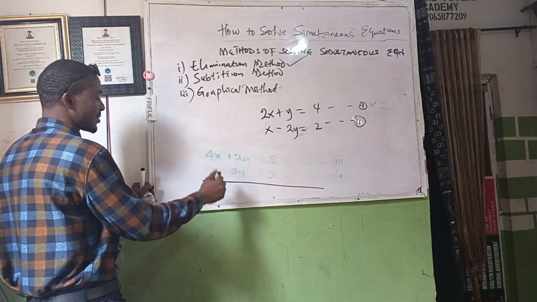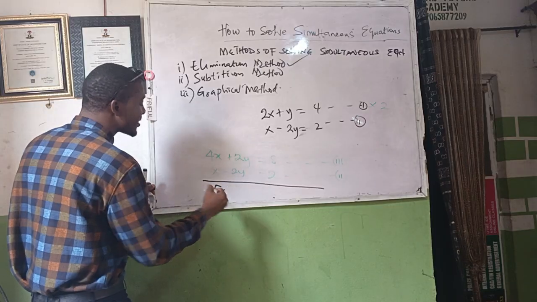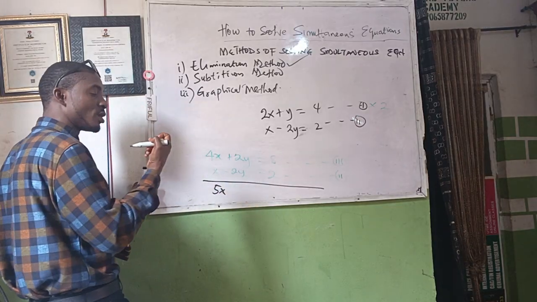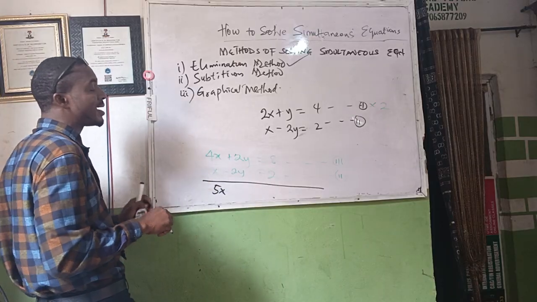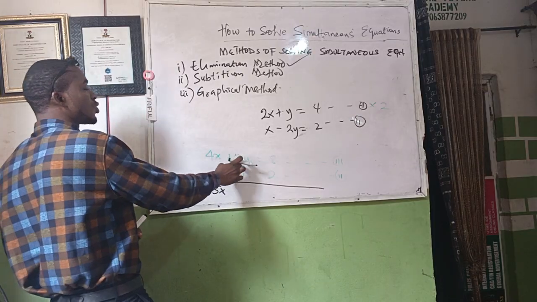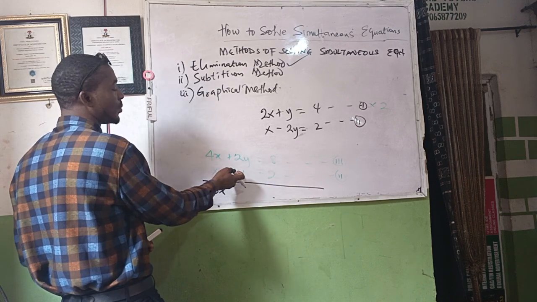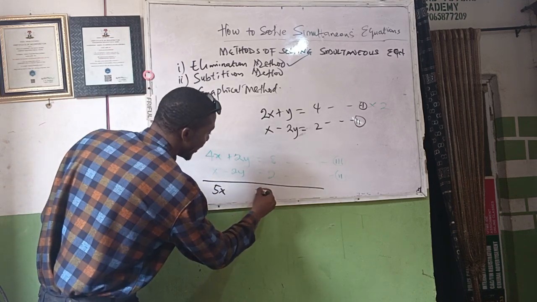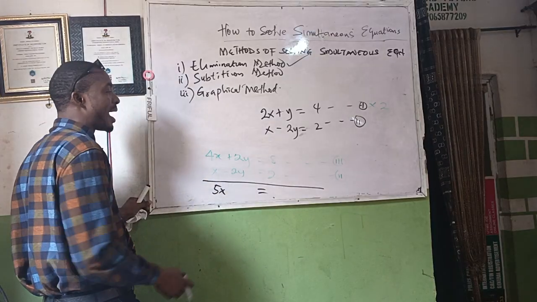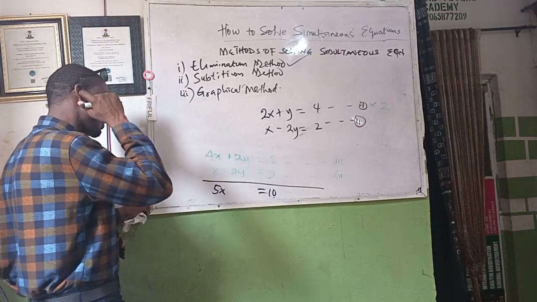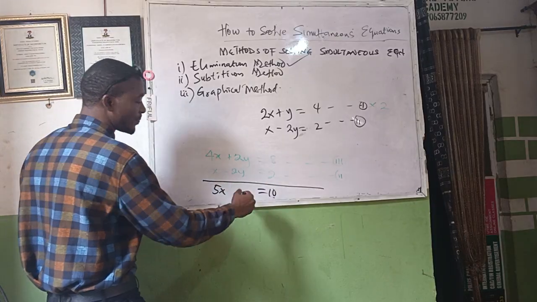4x plus x, I have 5x. Don't forget that x is also 1x. So 4x plus 1x, and I have plus 2y plus minus 2y. So I have 2y here and I'm adding it to minus 2y here. I have 0y. So I go to the equality side. 8 plus 2, I have 10. Both of them are positive. Now divide both sides by 5 to get my x.